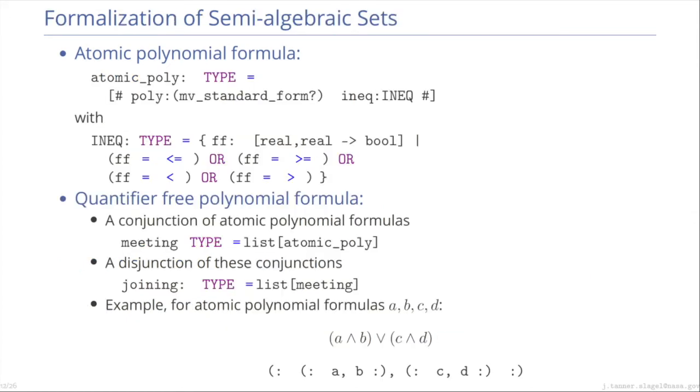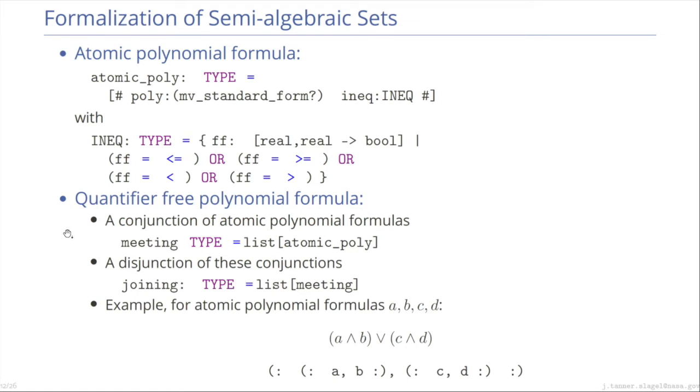Great. So in PVS, we defined the atomic polynomial as a record type, and the record type has a polynomial field and an inequality field. The inequality is less than or equal to, greater than or equal to, greater than, or less than. I should note that we could have included equals and not equals, but doing it this way does not reduce the expressiveness of what sort of semi-algebraic sets we can express.